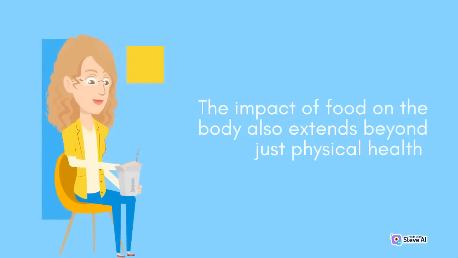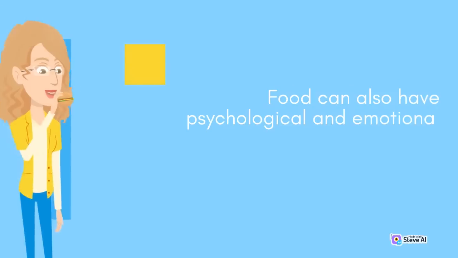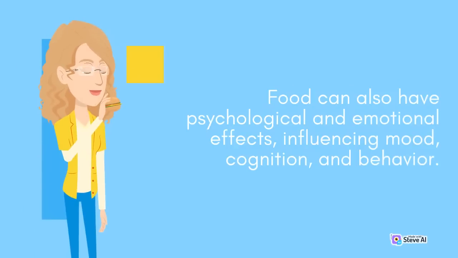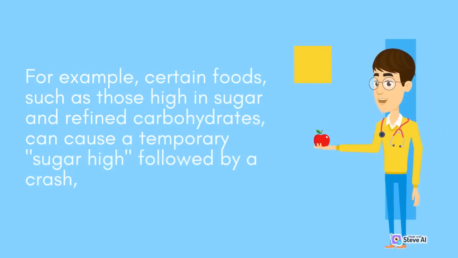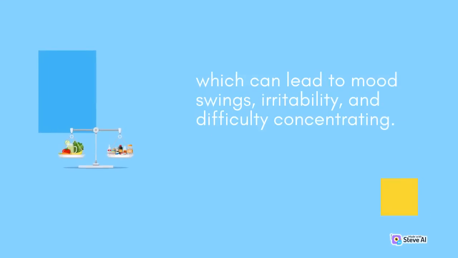The impact of food on the body also extends beyond just physical health. Food can also have psychological and emotional effects, influencing mood, cognition, and behavior. For example, certain foods, such as those high in sugar and refined carbohydrates, can cause a temporary sugar high followed by a crash, which can lead to mood swings, irritability, and difficulty concentrating.